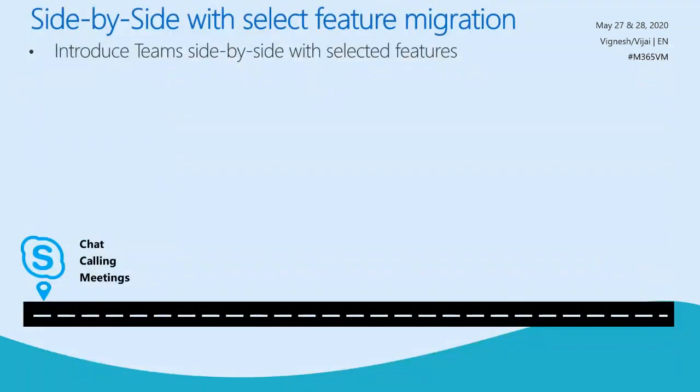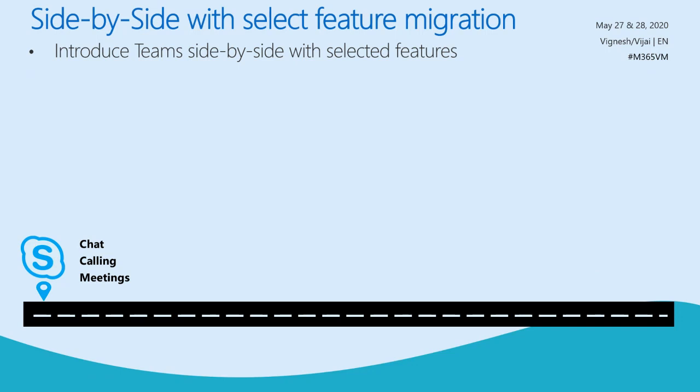The next path is side by side with selected features migration. This one will be useful for organizations that have an on-premises environment. This would be the recommended path because it is not easy for them to move all at once. They might have users on-premises or some enterprise voice, which is complex. So it is not easy for them to move using island mode. What they can do is use this particular approach with selected features.